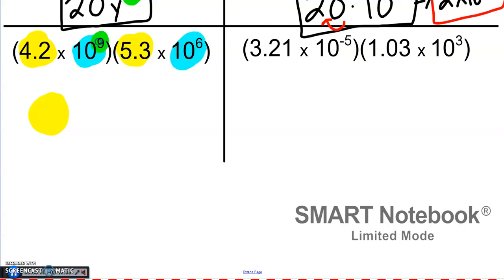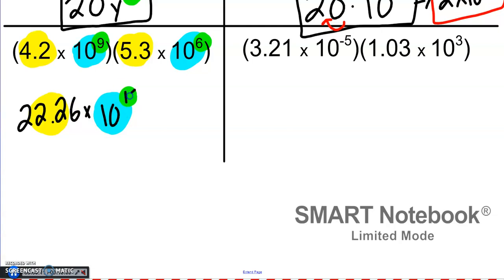But remember, when we multiply exponents, we keep the same base and we add the exponents. So what we're going to do is 4.2 times 5.3. Let's see what we get. 4.2 times 5.3, and we get 22.26. We get 22.26 times, again, 10 is our base, and we add the exponents.